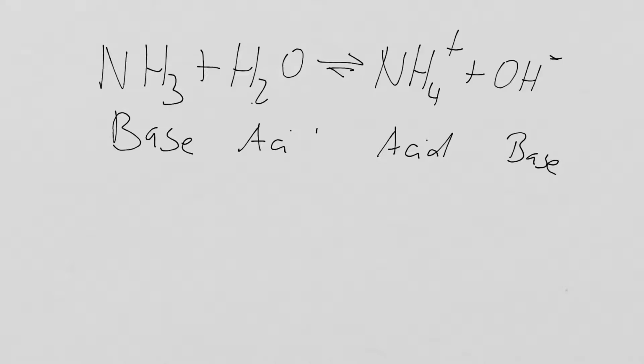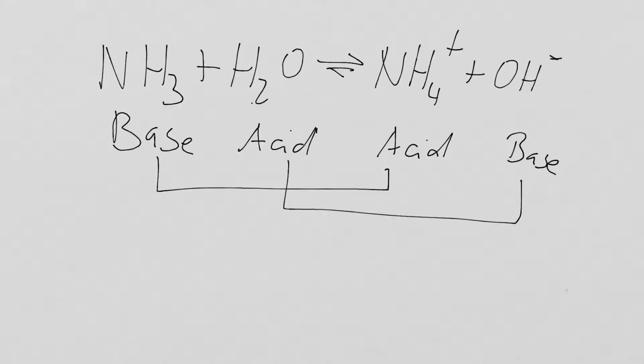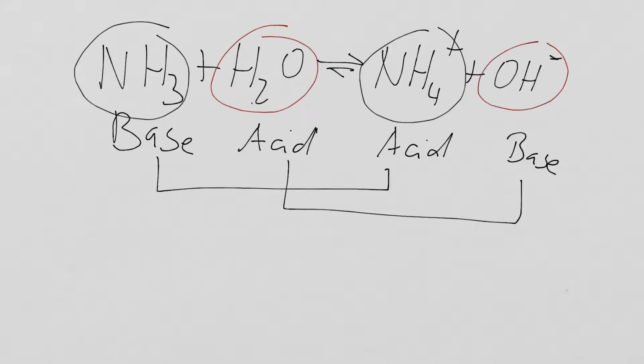True? So what you can do, and that is very often what textbooks show you, you have base and acid, and you have acid and base. So that's very often how it is depicted. So this one and this one is a conjugate acid-base pair, and this one is a conjugate acid-base pair. Make sense? Pretty much, I think.